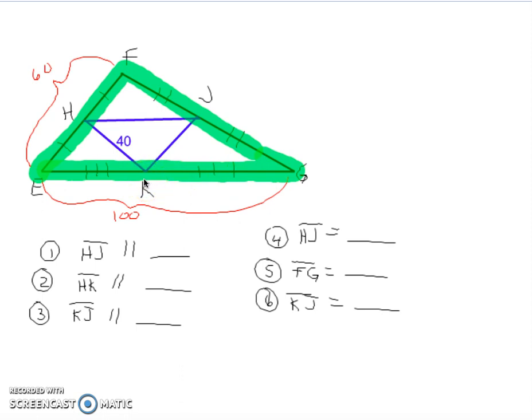Segment HK is also a midsegment. H is in the middle of EF, and K is in the middle of EG. So for this midsegment, its third side is over here, which is segment FG.